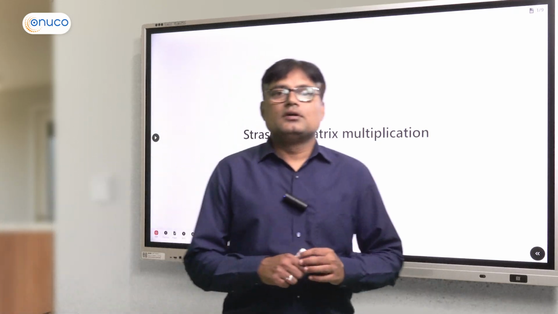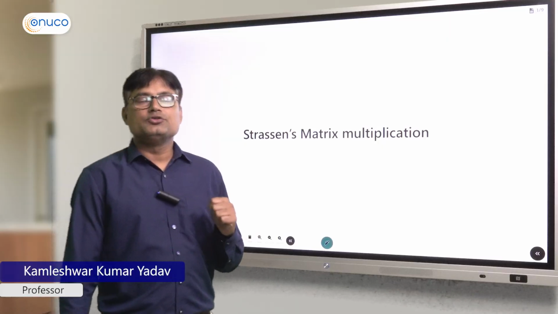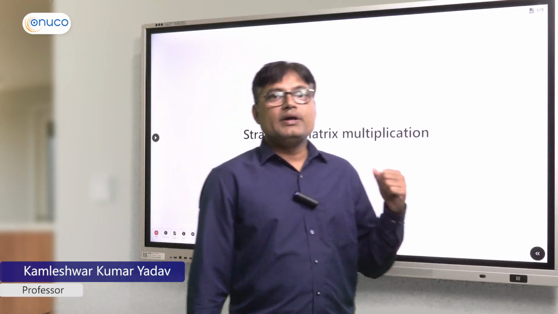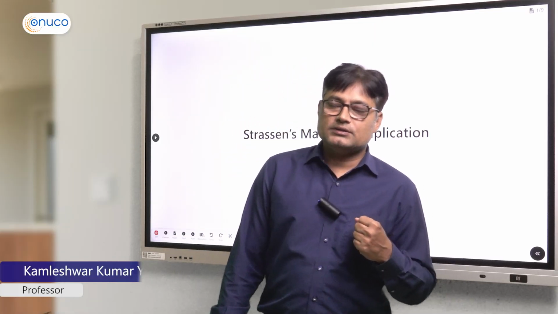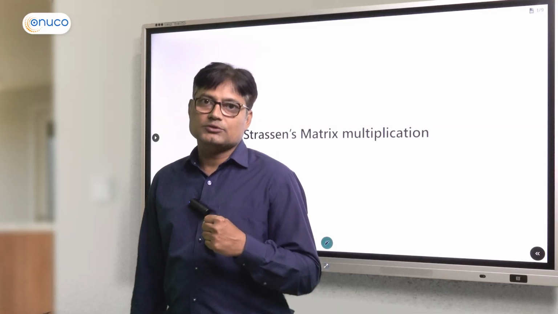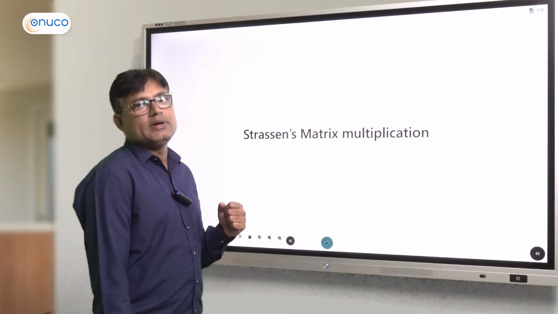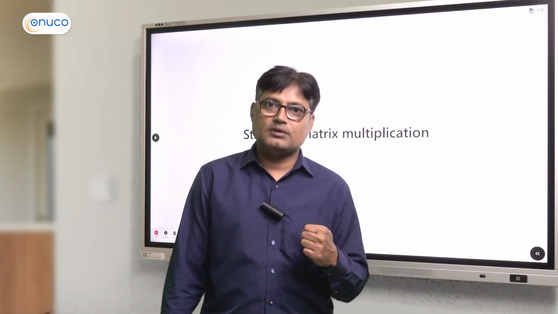Hi friends, today we are going to learn Strassen's matrix multiplication by using divide and conquer strategy. So now the question is, why Strassen's matrix multiplication? Regular matrix multiplication used to take more time to perform the multiplications, right? If we have a 2 by 2 matrix, then we require 8 multiplications to perform the task.